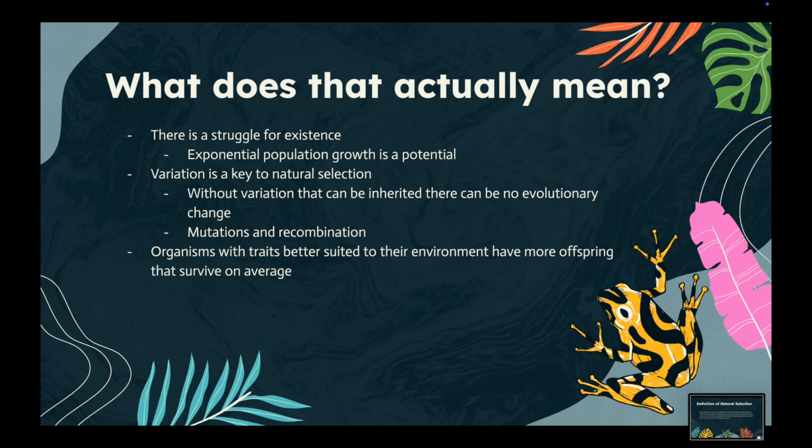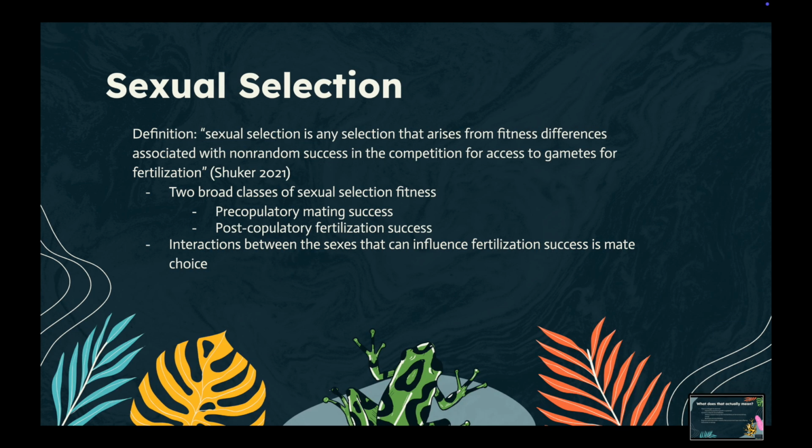So that's how traits that are better suited to the environment become more prevalent in the organisms in that environment. Then there is a specific type of natural selection known as sexual selection. The definition of sexual selection is any selection that arises from fitness differences associated with non-random success in the competition for access to gametes for fertilization.